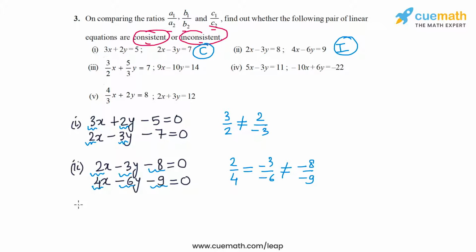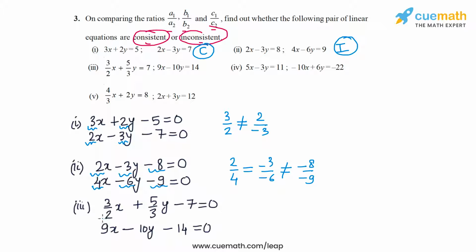Now let's take the third part. In the third part, the equations are 3/2 x + 5/3 y = 7, or minus 7 equal to 0, and 9x − 10y = 14, or minus 14 equal to 0.